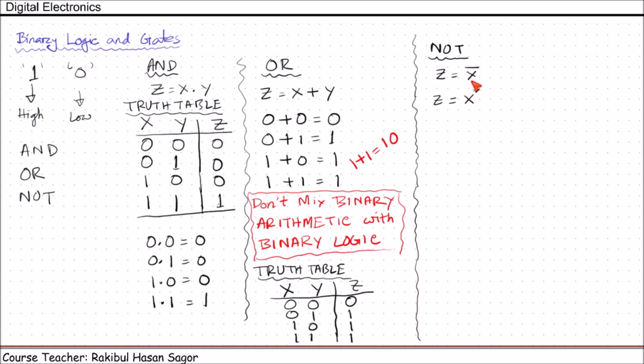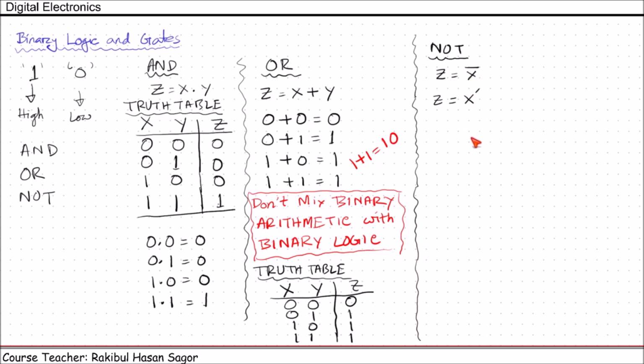That means if x equal to 0, then z will be the inverted version of x. That means if x equal to 0, then z will be 1. If x equal to 1, z will be equal to 0. This NOT operation is also referred to as the complement operation. That means we are getting the complemented value of any variable by taking the NOT operation. It changes 1 to 0 and 0 to 1.